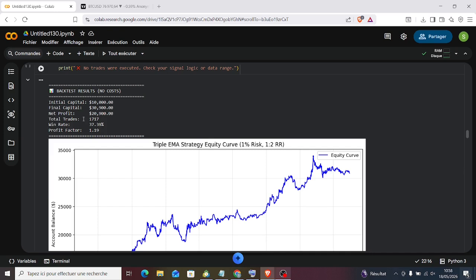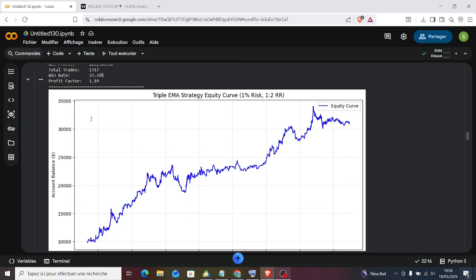Win rate 27%. Profit factor 149. At this point, most people would think, this has to be wrong. There must be look-ahead bias or some hidden bug. But actually, the strategy logic itself is not broken, because our executions are based on the open of the next candle after the signal appears. We are not entering on the same candle.